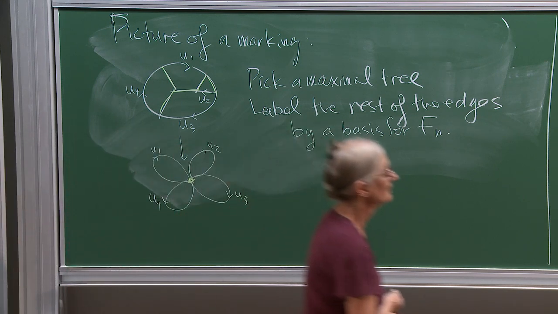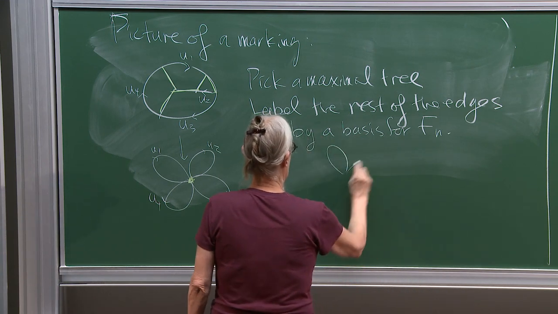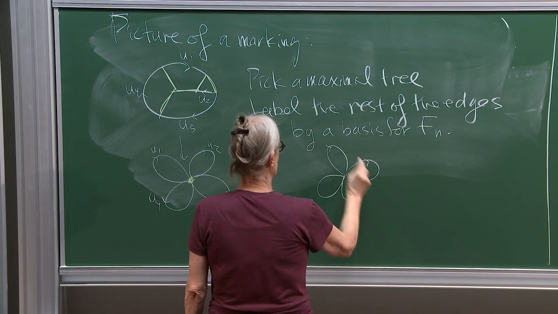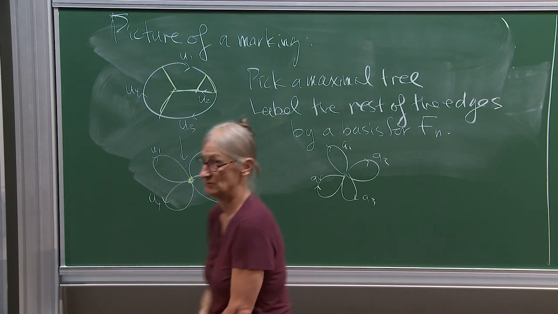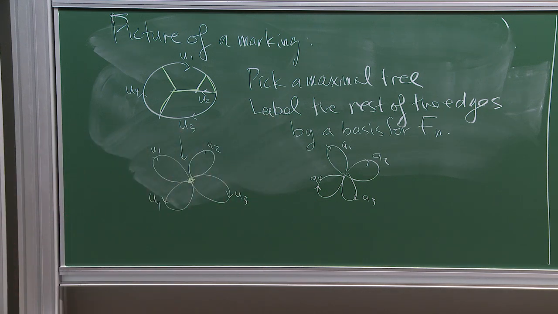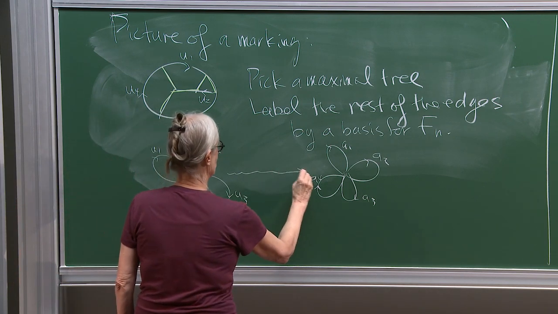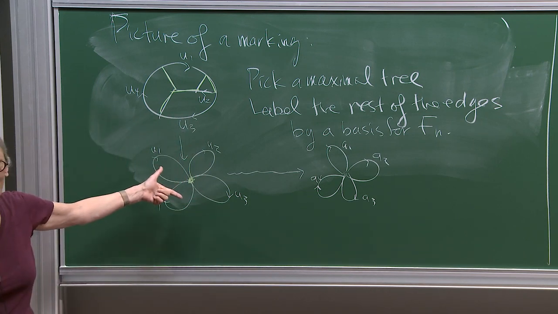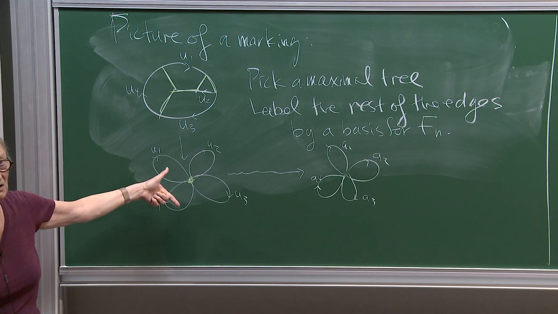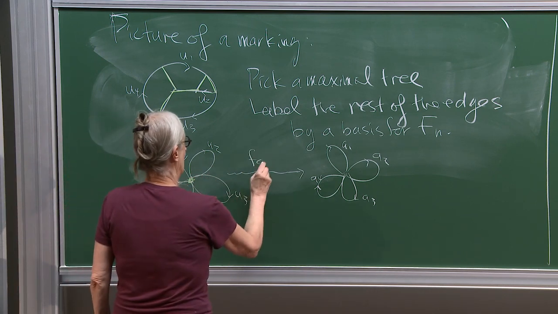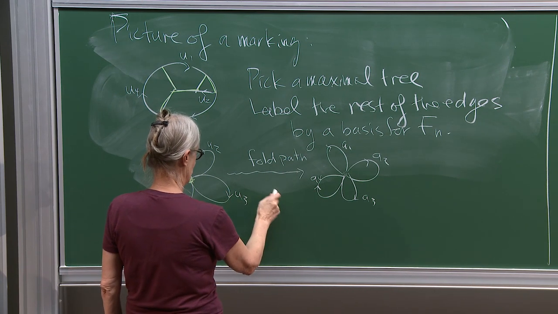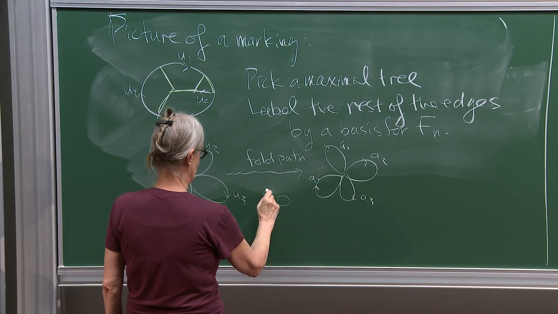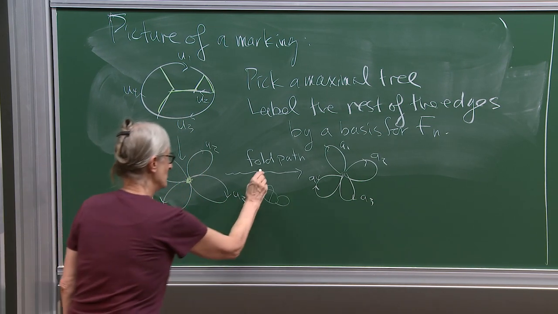Now, one point in outer space is just a rose with edges labeled A1, A2, A3, A4. So the isomorphism with the fundamental group just sends each generator to a petal. And I know, or Stallings knows, you all know now, how to find a path of graphs from this picture to that picture. So somewhere along the way, you'll get some intermediate graph.